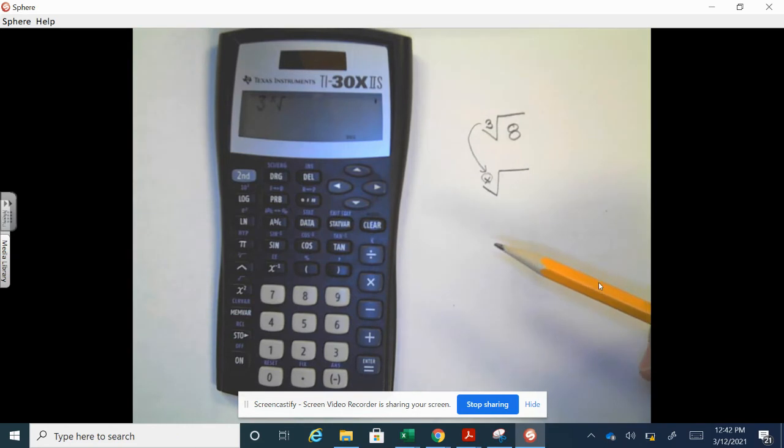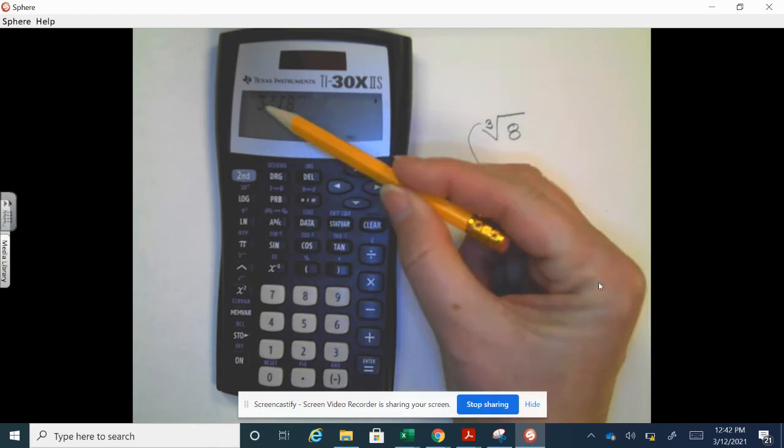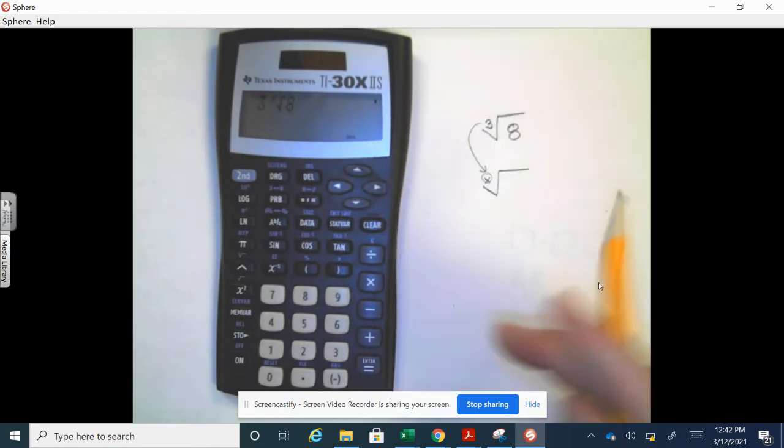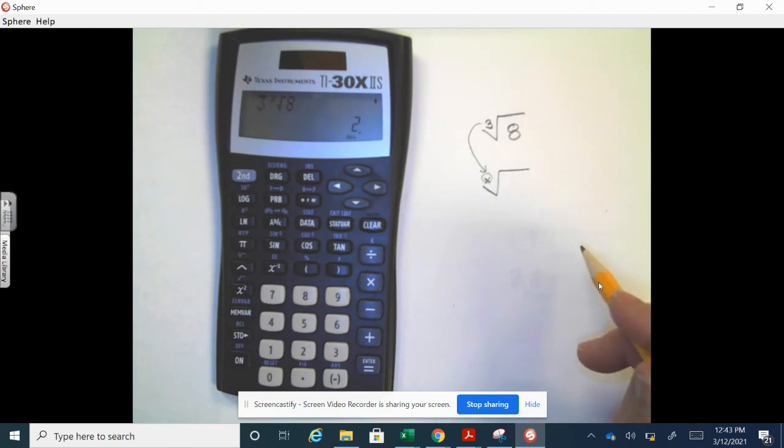You're not going to see it, but the calculator will do it. And I'm going to push the 8. So this says I need the cube root of 8. Push equals, and I get 2.